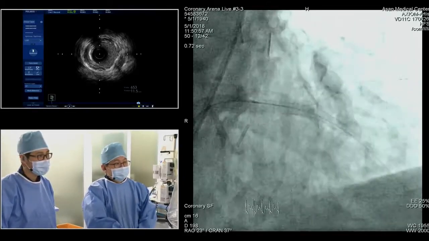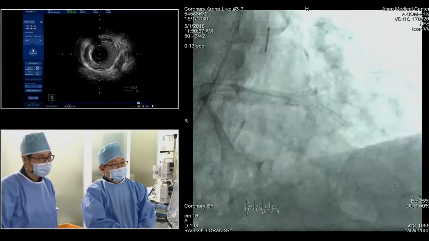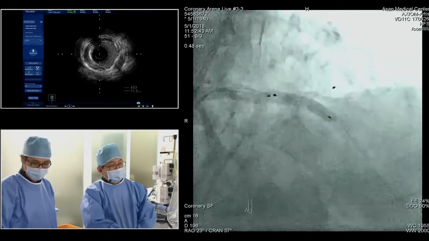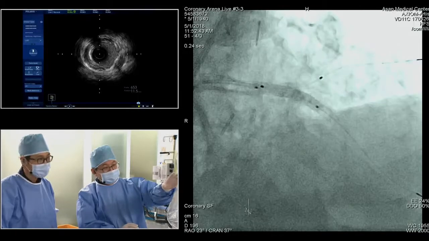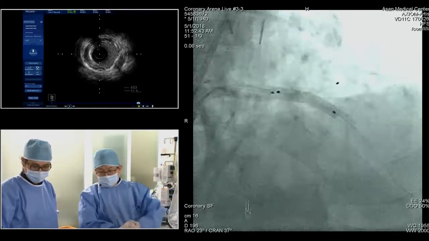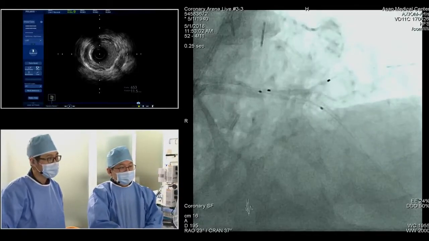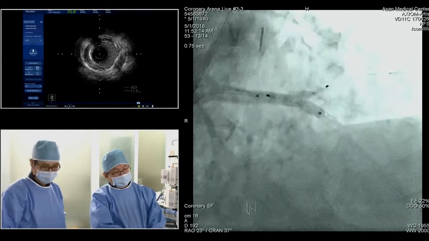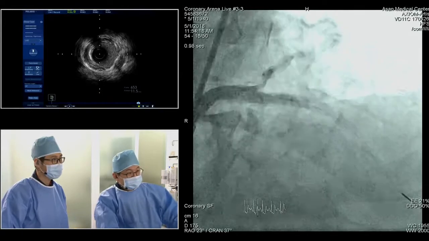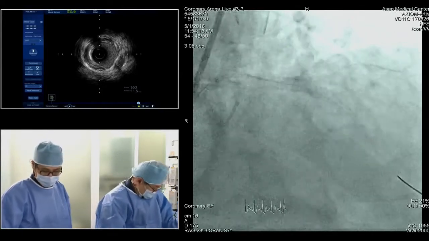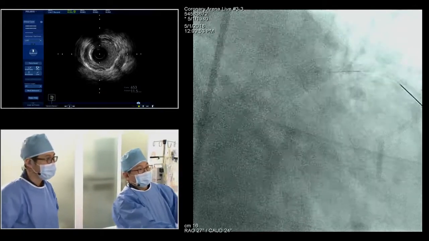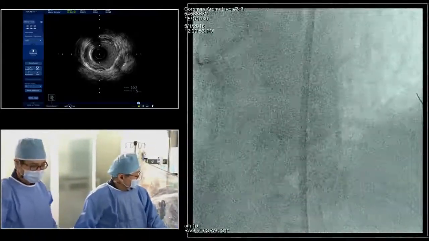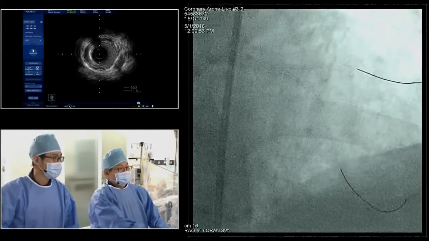Next, this is immediately after high pressure ballooning. Next, I applied the kissing balloon. This is simultaneous kissing balloon. This is the LAD high pressure. Next, side branch high pressure. Next, both kissing balloon. This is immediately after kissing balloon. So I would like to remove the wire and check the final angiogram, and then I would like to finish my procedure.